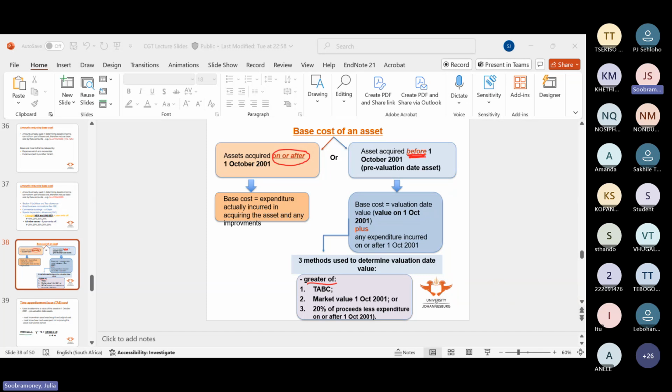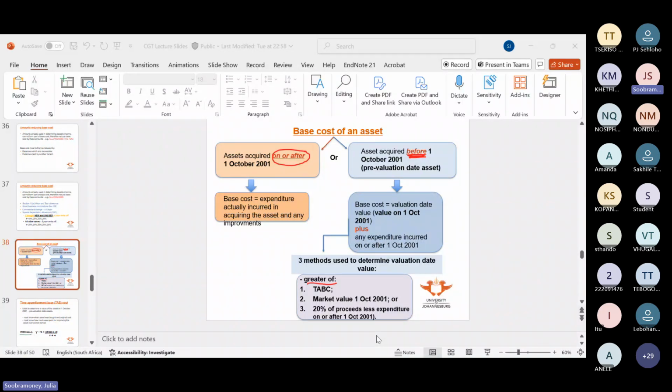Pre-valuation before 1 October 2001. Okay, so basically, if you purchased your asset before this date, right, that means we need to determine the value of that asset on 1 October 2001. So let's say you purchased it in 1999. You happy it's a pre-valuation date asset, right? So now that you know that, you need to ask yourself, I need to determine a value on 1 October 2001. So I need a new value for this asset.